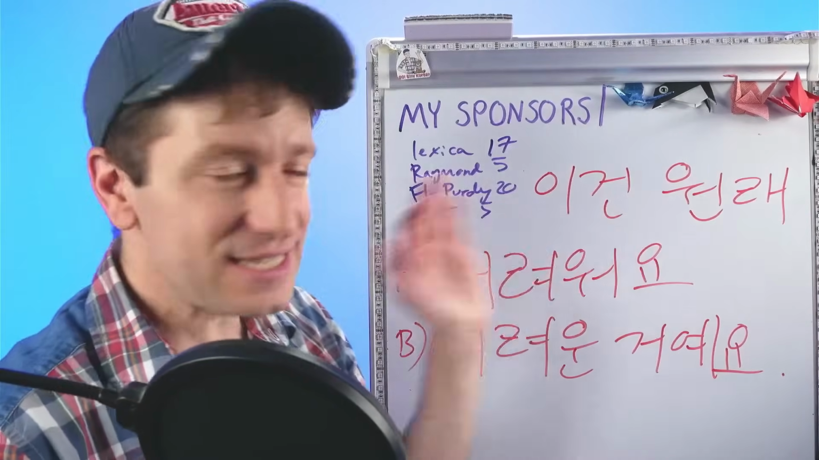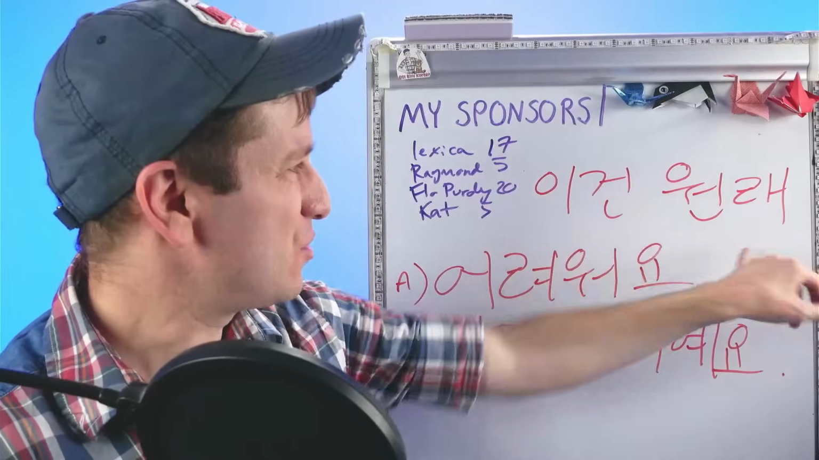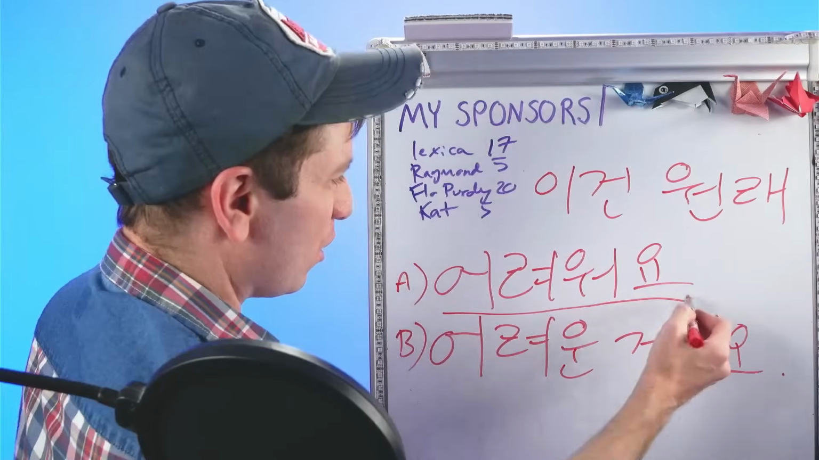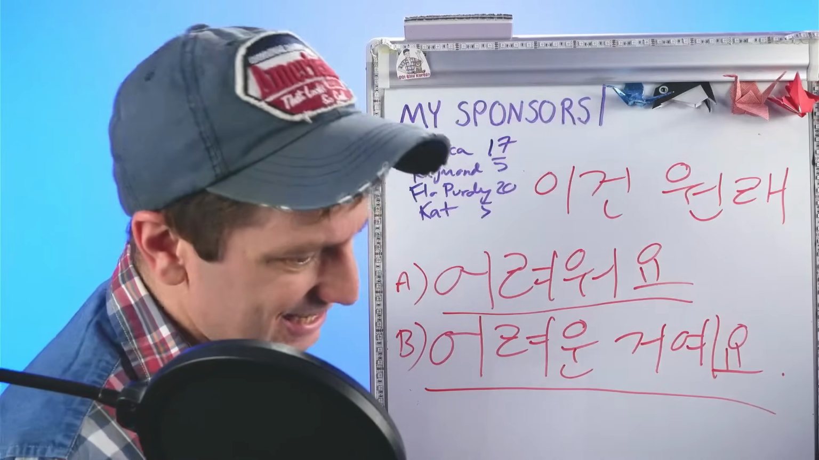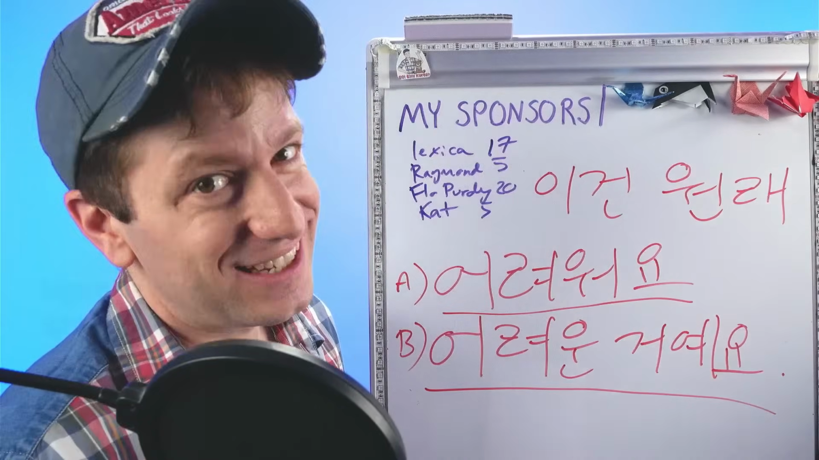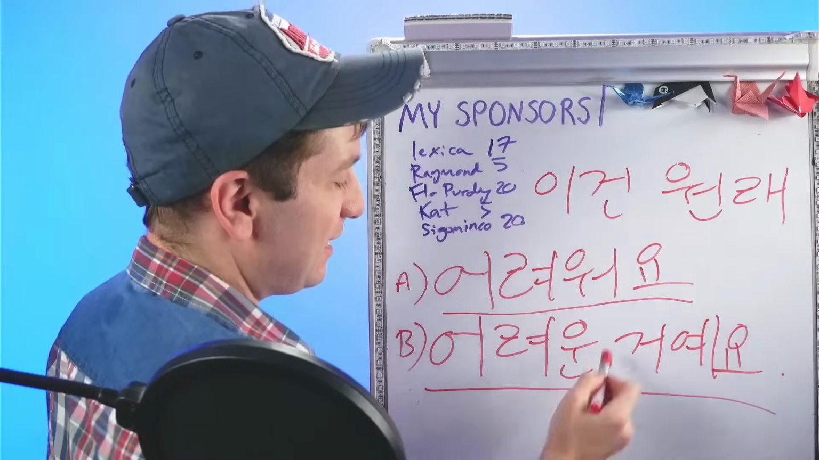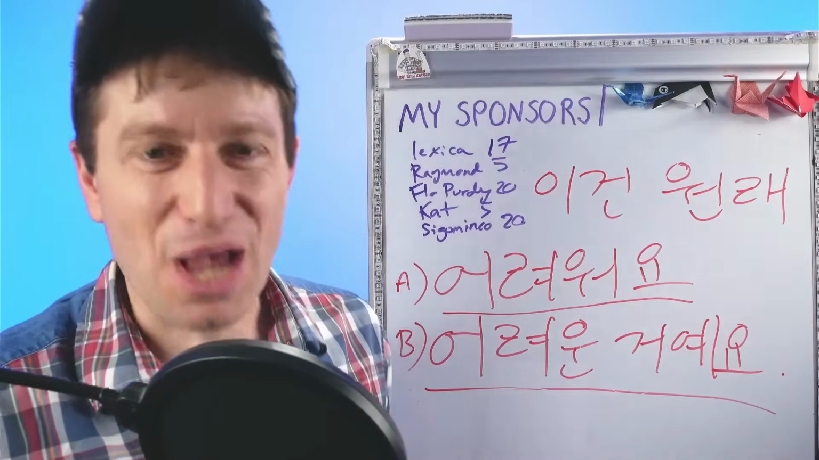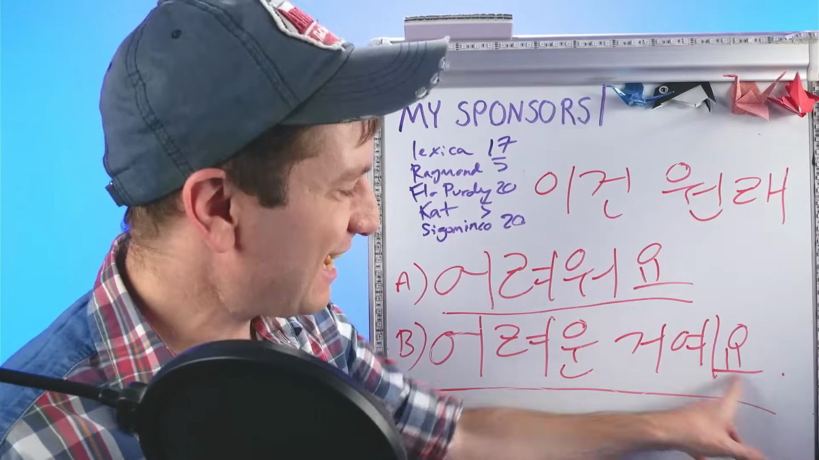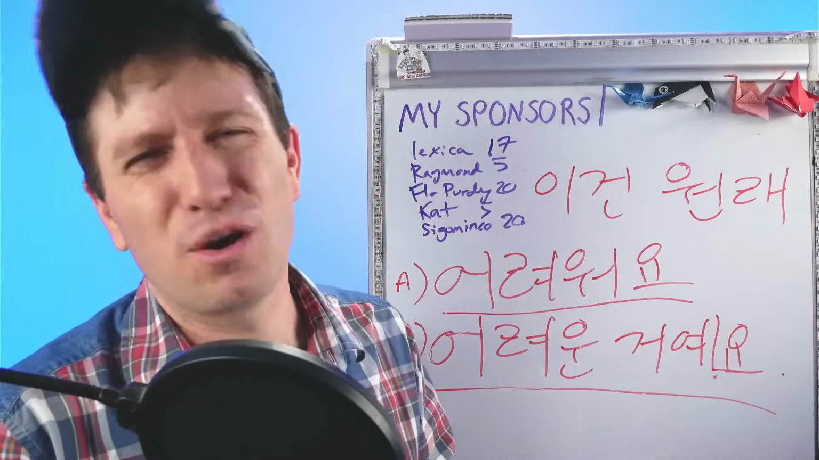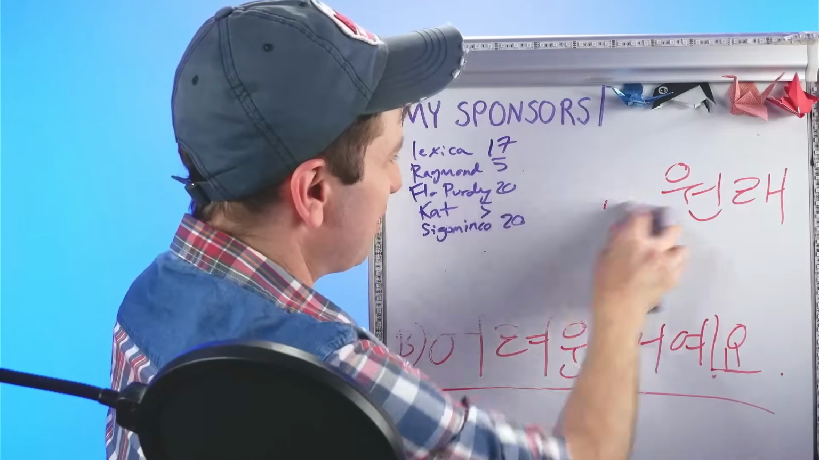이건, so 이것은. This thing is 원래, normally or originally. So this is normally 어려워요. It's normally difficult. Or 어려운 거예요. So it is difficult normally, you see. Or this also could mean 이건 원래, this is normally 어려운 거. Something that is difficult. This is normally something that is difficult. 이건 원래 어려운 거예요.